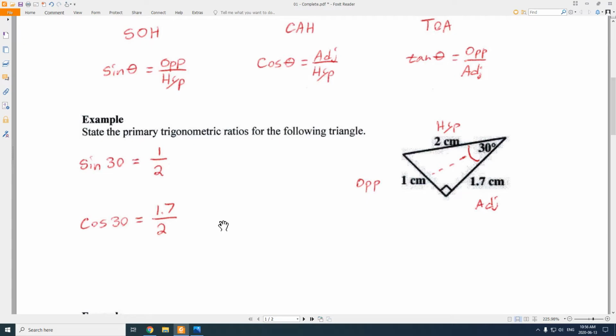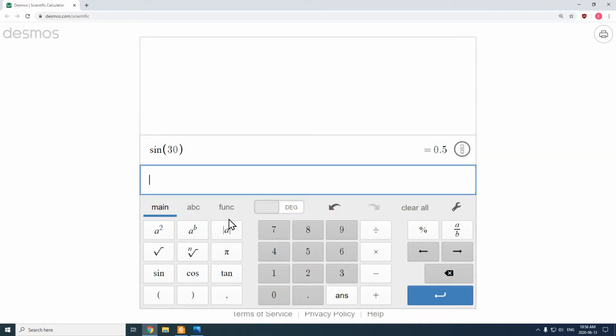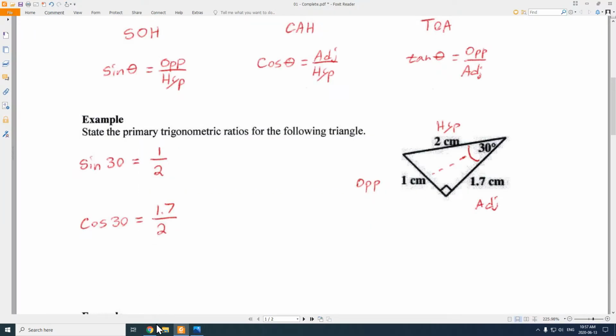Once again, there's no unknowns here because we actually know everything about this triangle already. We're just practicing setting up the equations. Let's plug this guy into our calculator and see if it makes sense. So cos of 30 is 0.87. And the other part was 1.7 divided by 2.